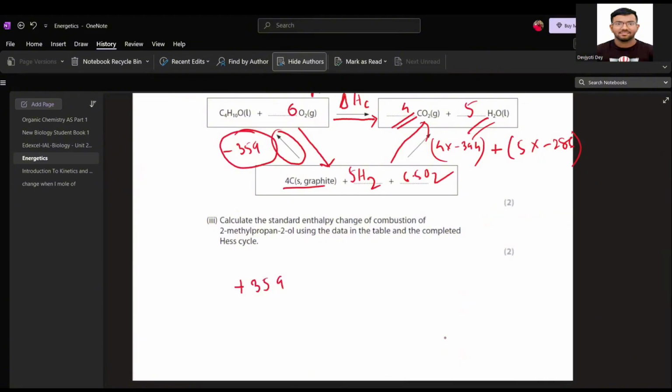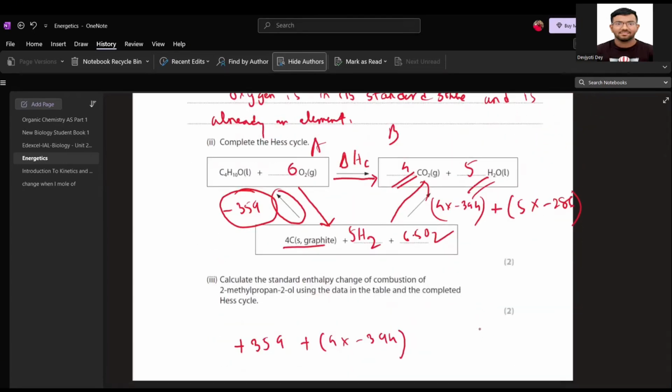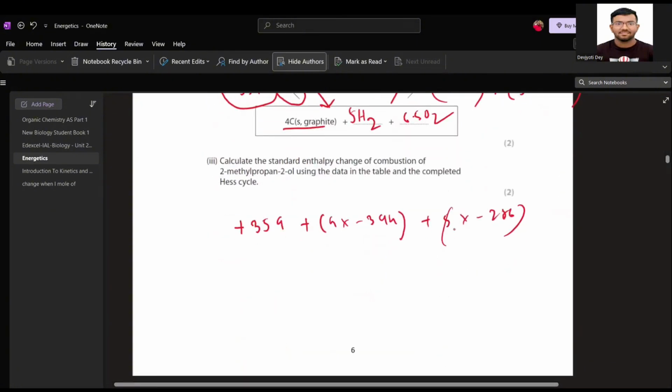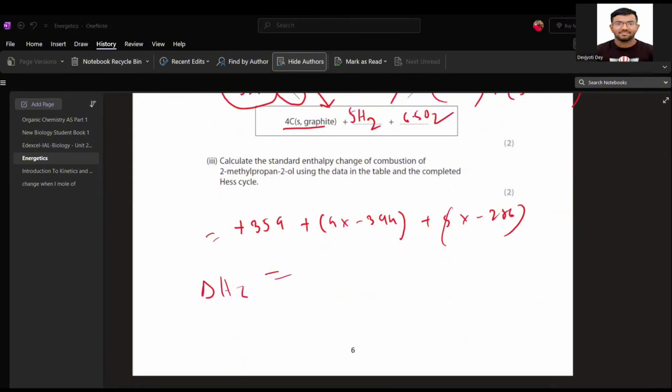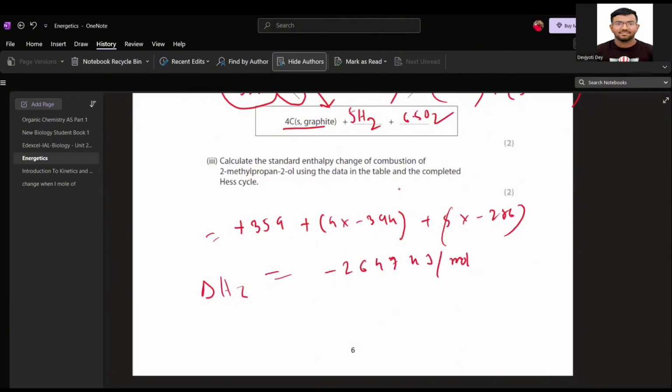And then this one's sign is not going to change because the arrow sign is in the designated direction. So that's going to be just plus 4 times negative 394 plus 5 times negative 286. Both these, and if you just do the math, what will be the answer? You're going to get your enthalpy change of combustion. I get about negative 2647. Oh, wait, it's in kilojoule, right? So it's negative 2647 kilojoule per mole.